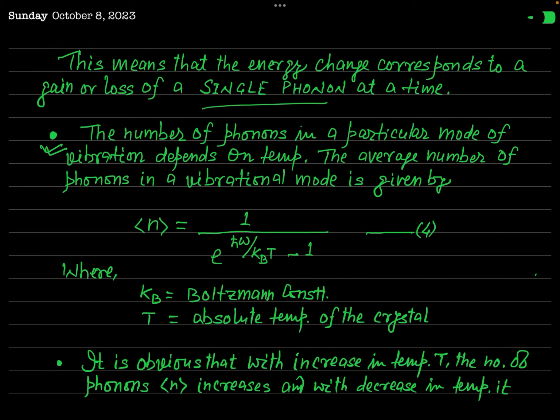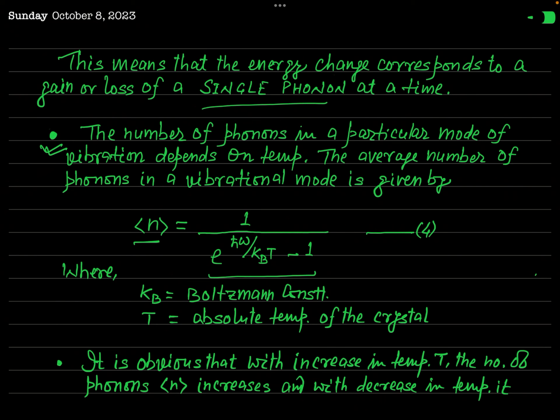Actually, when you talk about phonons, you know these phonons are the quanta of elastic waves or the quanta of lattice vibration. But how many phonons will be involved in that vibration? That depends on temperature. In fact, the number of phonons in a particular mode of vibration at temperature T is given by this formula. This n inside the angular bracket represents the average number of phonons in a vibrational mode, and that is given by 1 over e to the power h bar omega over kB T minus 1.